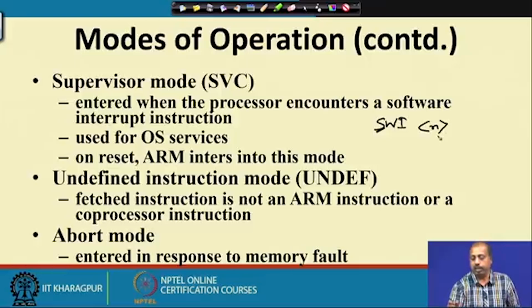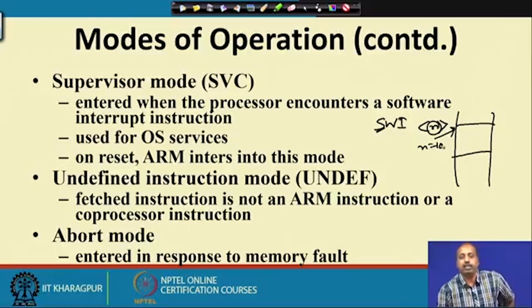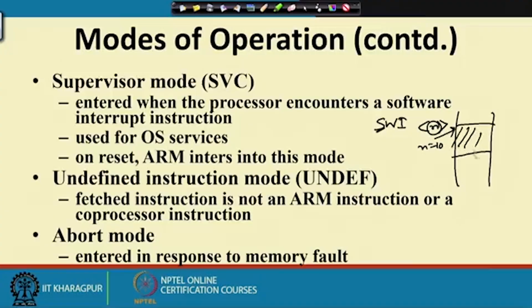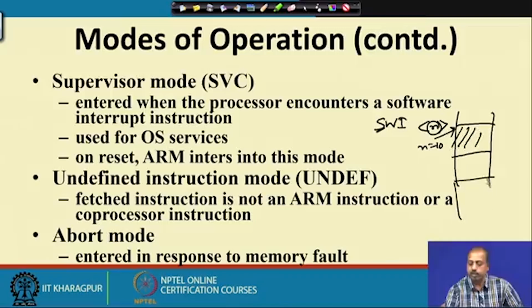What the system does is, depending upon the value of n, there is a pre-specified memory location where it will branch. Okay. So, for SWI n equal to 10, maybe it will come here. Now, what the operating system does is that for different services like accessing printer, display, file, keyboard, etc., it may define different services, and the corresponding service routines may be loaded in these regions. Fine.